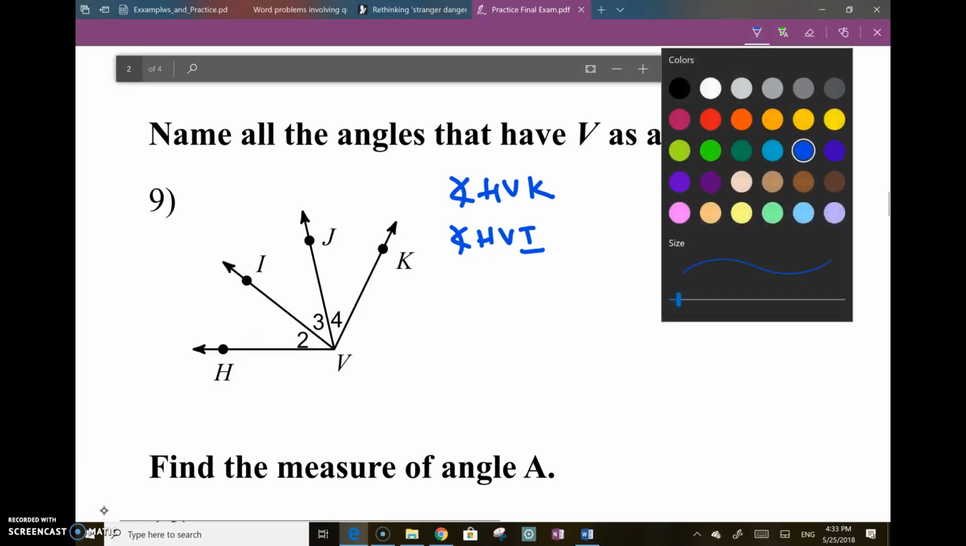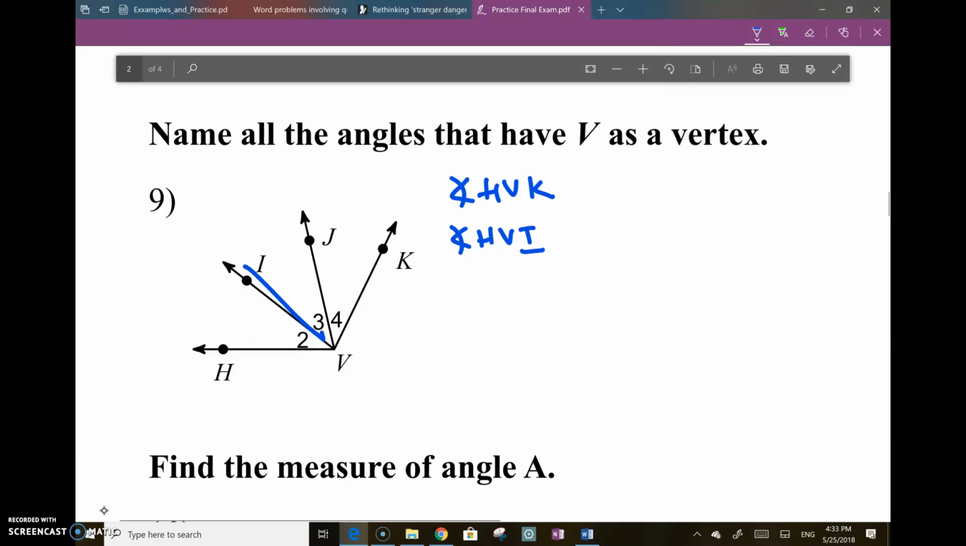And then the next one, if you go this way, that would be angle IVJ. And I'm just moving left to right. Sorry about that. Left to right. All right, that angle would be angle JVK. And that uses up all the letters.